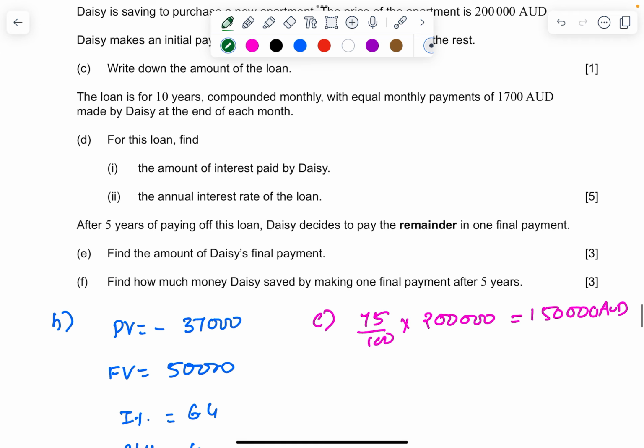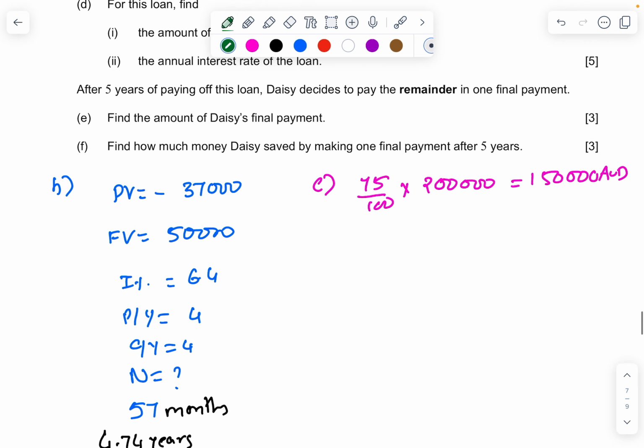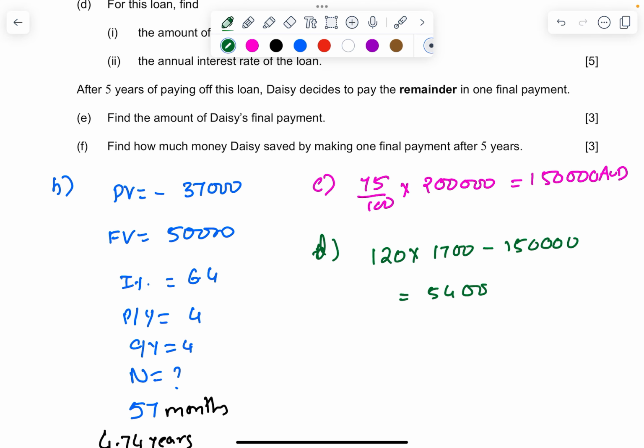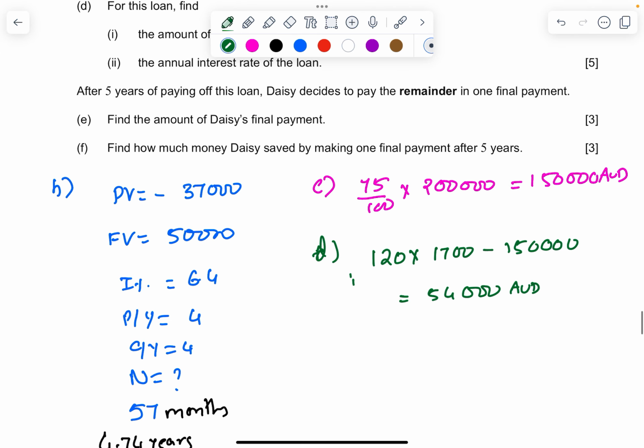The loan is for 10 years compounded monthly, with equal payments of 1,700 Australian dollars made by Daisy at the end of each month. For this loan, what is the interest paid? So it is 120 times 1,700 minus 150,000. So it's going to be 54,000 Australian dollars. That is for part 1.